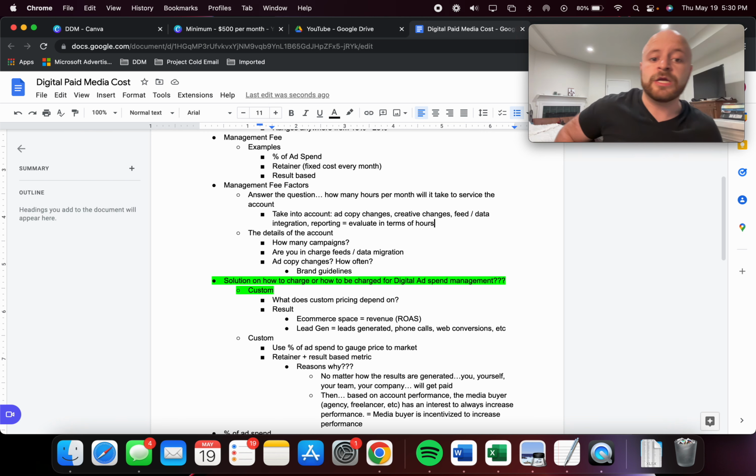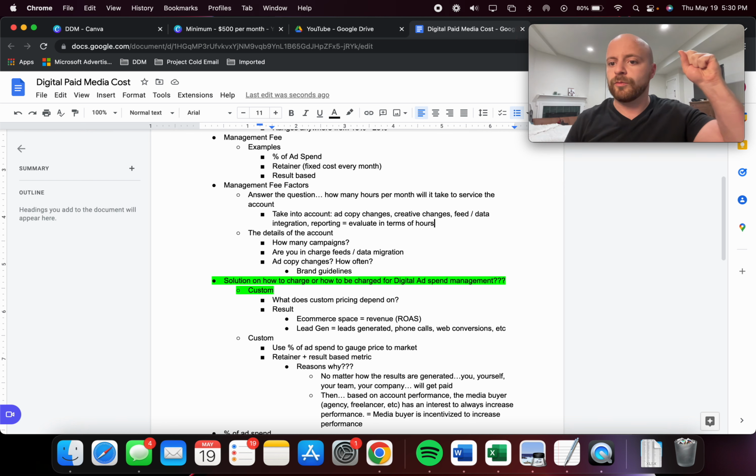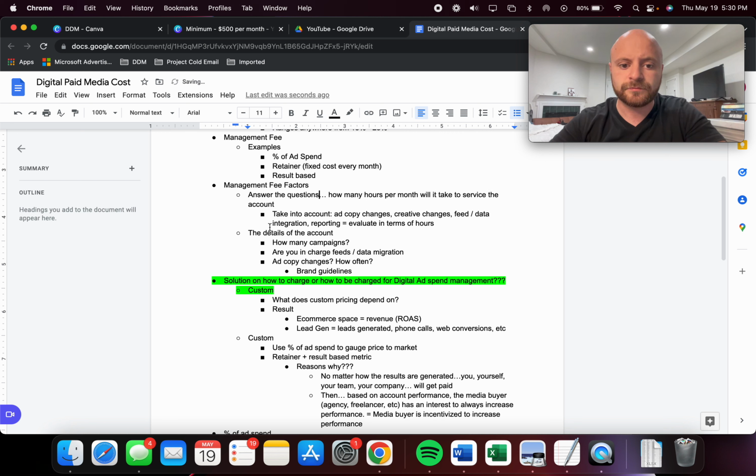This is the conclusion. You need to evaluate two numbers: what the pricing is of the market relative to the overall advertising of that market, which is your percent of ad spend, and then evaluate the amount of hours that the account is going to take. So management fee factors, answer the questions. And I'm going to put the details of the account under the amount of hours.